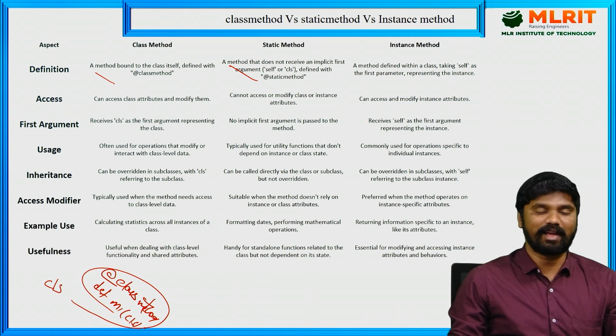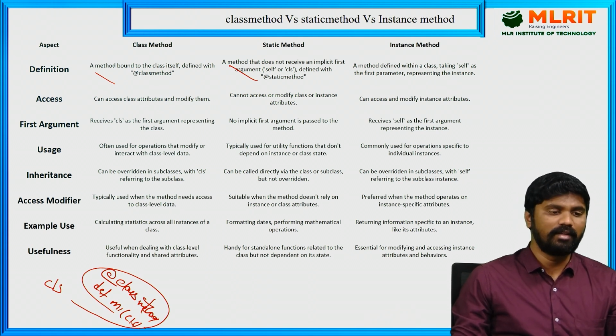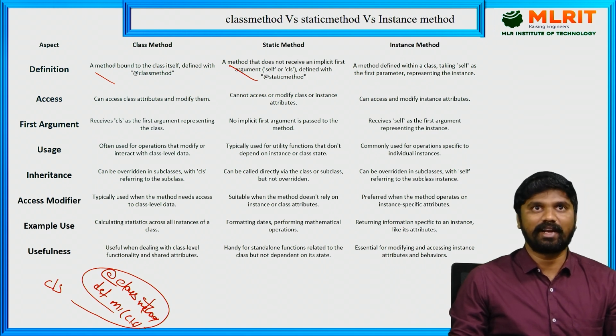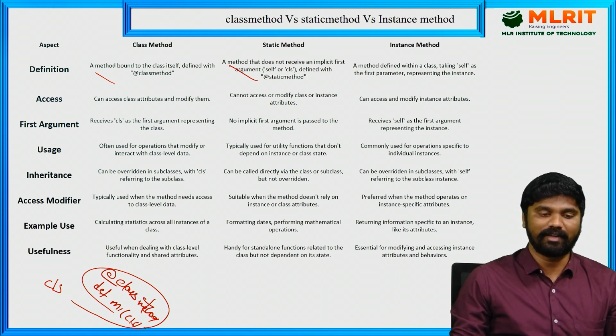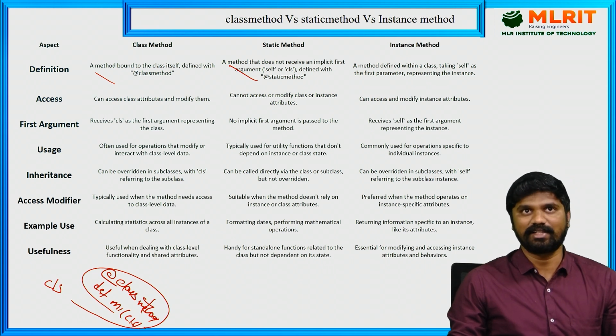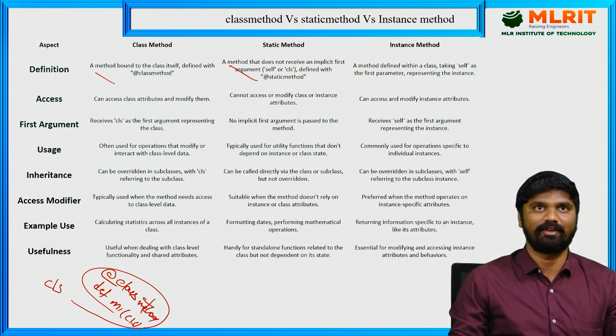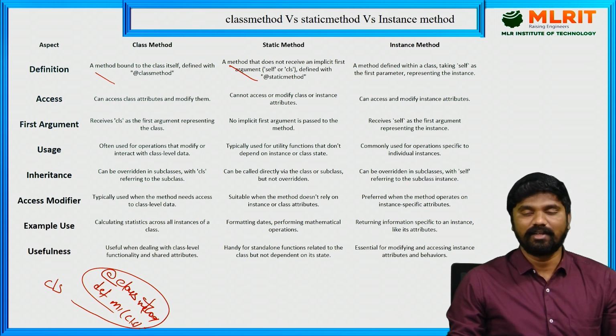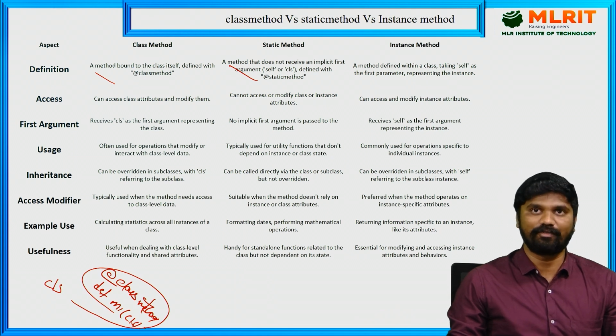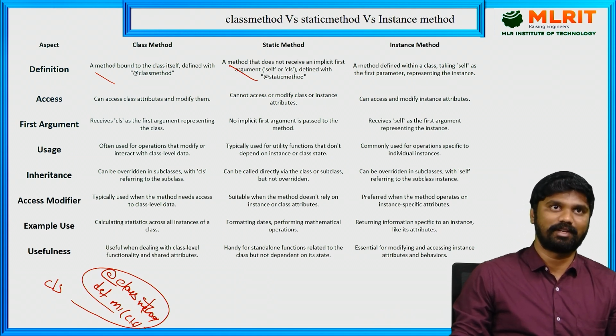Next, through the class method we can access class attributes, and we can also modify them. But a static method cannot access or modify the class level or instance level attributes, that means object level variables. But an instance method can access and modify the object level variables, which we can call instance variables.